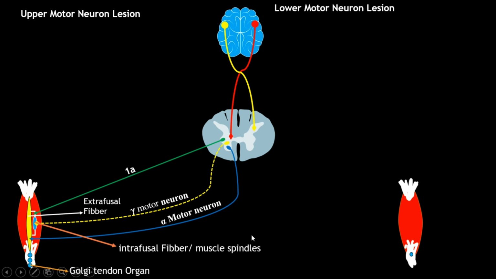Now here is another fiber that is connected to the Golgi tendon organs. They are stimulated when there is too much stress on the muscles, and they fire through 1B fibers. These are called 1B fibers. They fire through these 1B fibers to the spinal cord and inhibit the alpha motor neurons. These are the inhibitory neurons.